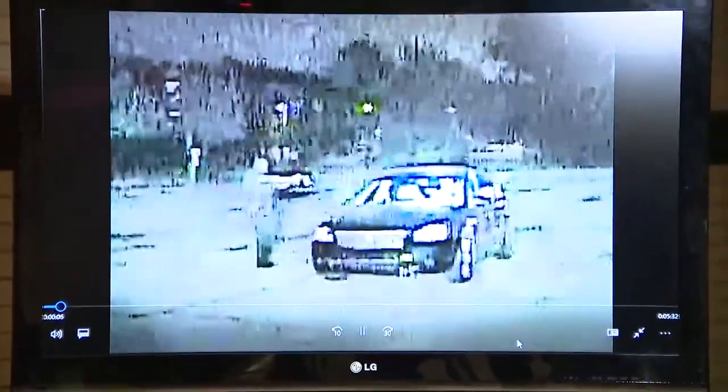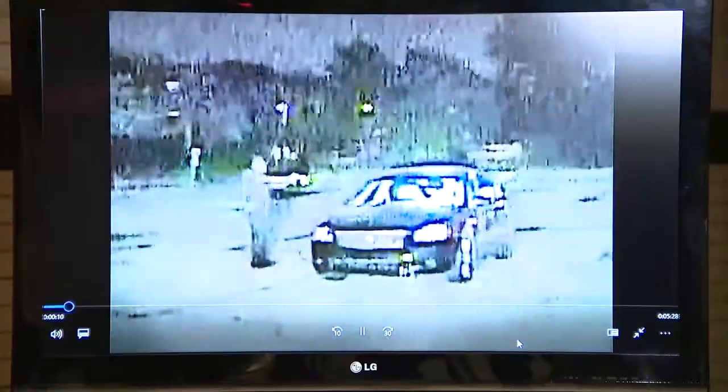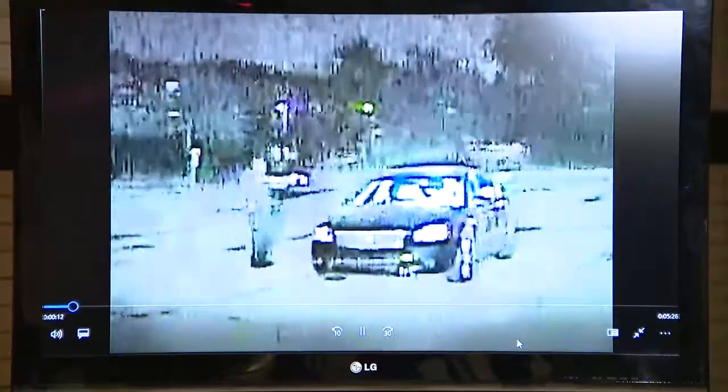And you will hear the sound go on after the shooting is over when he pushes the button and activates the dash cam.